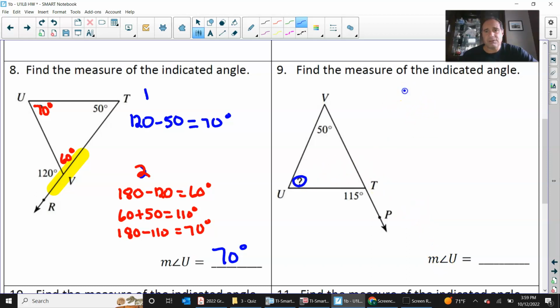So I'm just going to do this one method, one step. The two non-adjacent angles, when you add them together, equal the exterior angle. So the 50 plus this question mark will equal 115. If we have one of the interior non-adjacent angles, then we can take the exterior angle, which is 115, and subtract 50 from it.